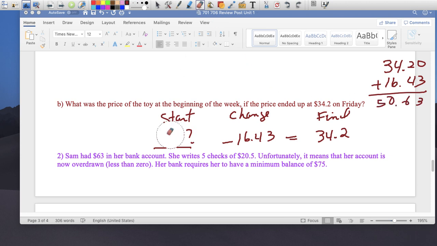So let's see if that makes sense. It means at the beginning of the week, the price of the toy was $50.63. It went down 16.43, and it ended up being 34.20. That makes sense. So this is what I needed.